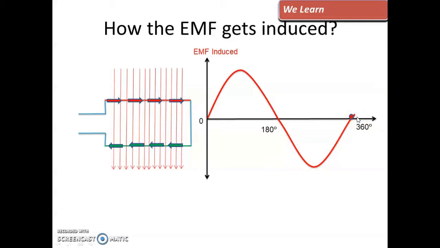We are talking about only a two pole machine, because here one is the north pole from where the magnetic lines are coming out, and one is the south pole. So here we are taking an example of a two pole machine.